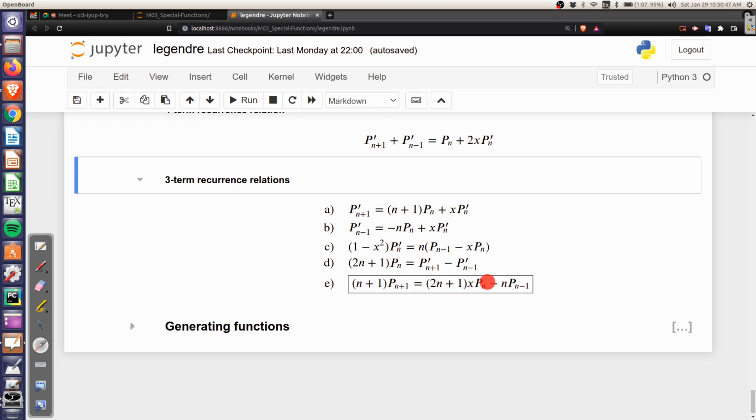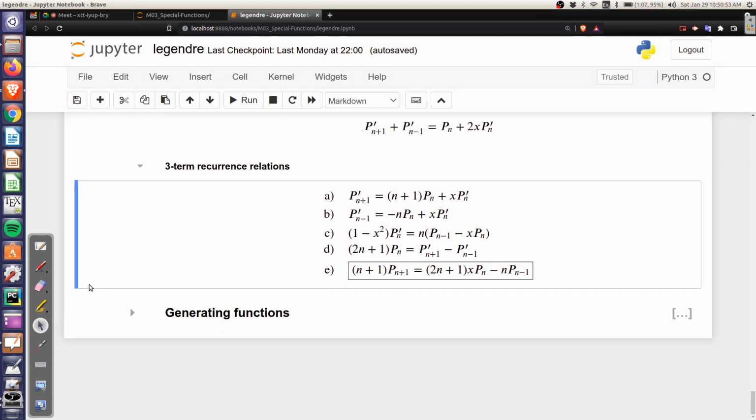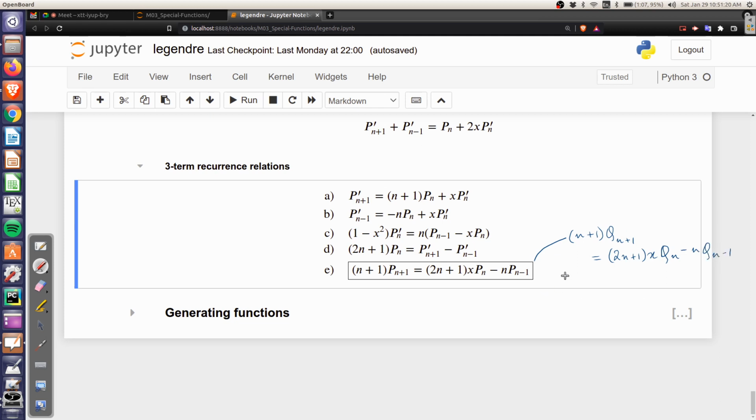In fact, the same thing is also applicable for the Legendre functions of the second kind. So the same recurrence relation is applicable. We can say n plus 1 Q n plus 1 is equal to, instead of P you put Q, 2n plus 1 x Qn minus n Q n minus 1. Just replace P with Q, and you will get the recurrence relations for the Legendre functions of the second kind. So that's about the Legendre functions.